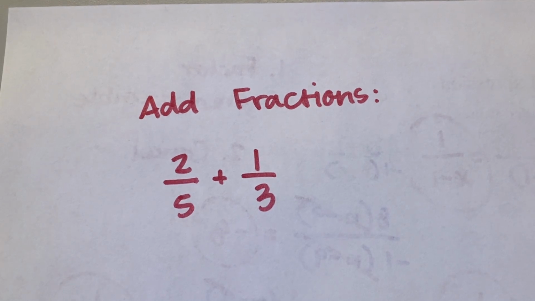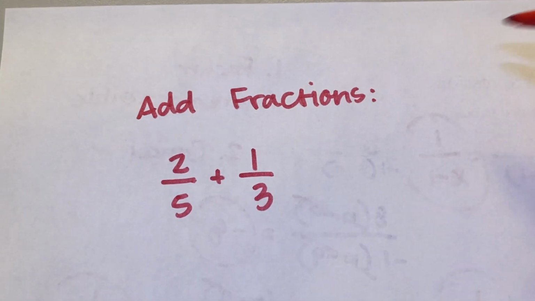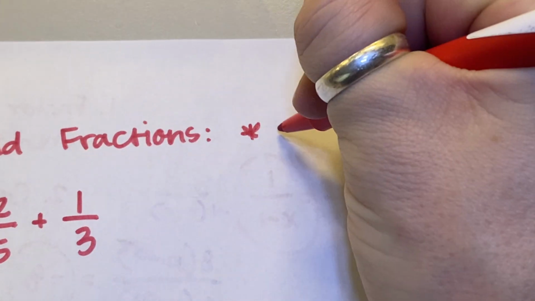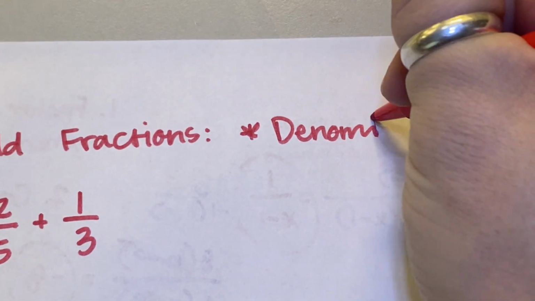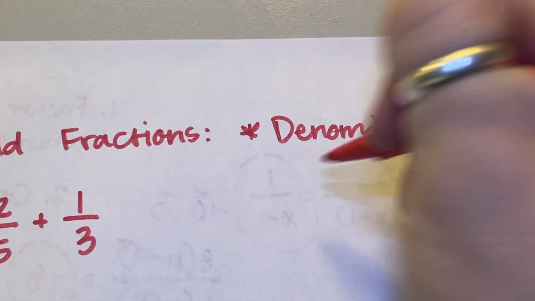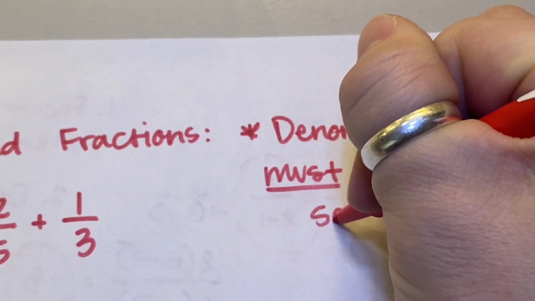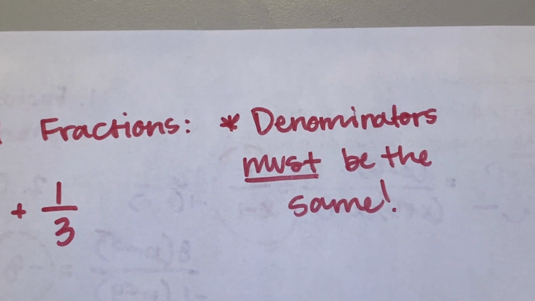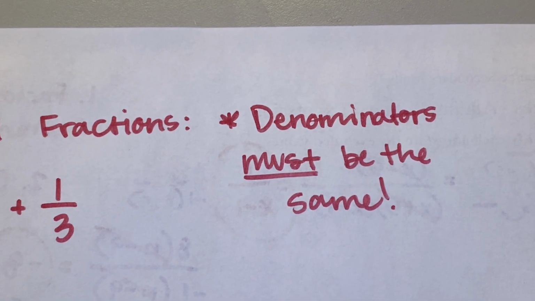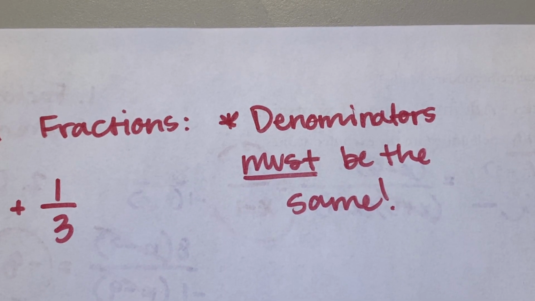Don't you just do it across? Kind of, Jameson, you got it. So, in order to add fractions, put this note on your paper. The denominators have to be the same, meaning I cannot add 1/5 to 1/3. They have to be the same type of fraction in order to add them. Right now, I cannot add them how they are.